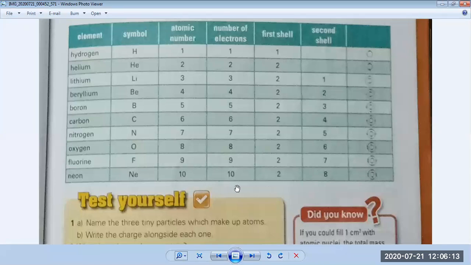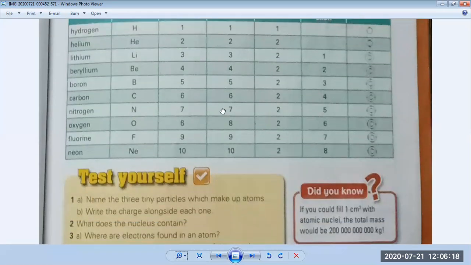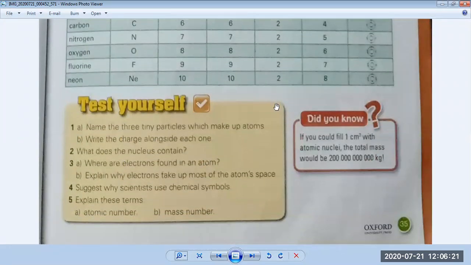You have to write it in your book when I tell you something important. And I am watching, you are not writing, you are just watching the screen. Now come to your Did You Know box. If you could fill 1 cubic centimeter with atomic nuclei, the total mass would be, you will write here, 2 trillion kg. You can see the zeros, 1, 2, 3, 4, 5, 6, 7, 8, 9, 10, 11. Okay, so 2 trillion kg. So this is very important information. According to your objective, you have to underline it.